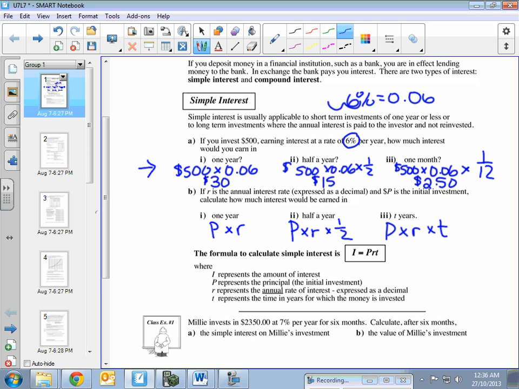Okay? So looking back at the first one, it was 1 month. 1 month is 1/12 of a year. So that would be your T. Okay? So don't get confused like that. If it's half a year, my T is in years. So if it's half a year, my T would be 1/2. If it's 1 year, my T would be 1.